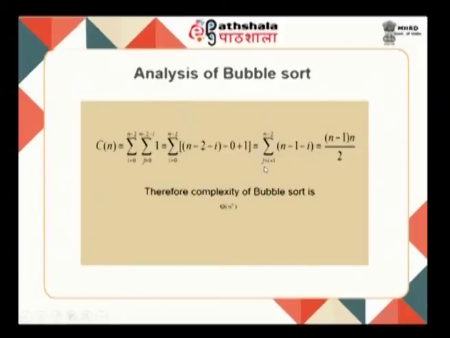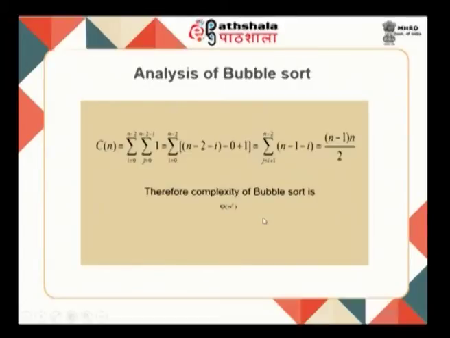So, now you can see very well this starts from j plus 1 to n minus 2. If you substitute this, you can see this simplifies to n into n minus 1 by 2. Therefore, the complexity of this bubble sort is going to be theta of n square. This is the complexity.